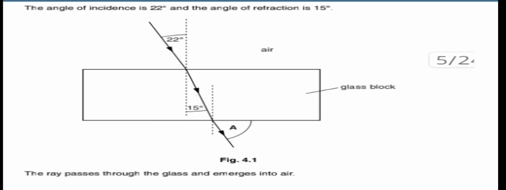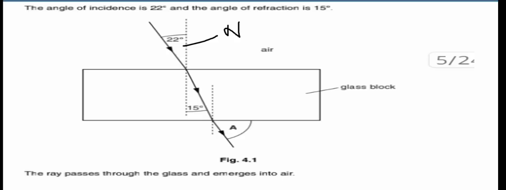Now one thing that you need to understand here is that when the ray is coming from a less dense medium, which is the air, going to the more dense medium, after passing through the normal, so this one is the normal ray, it is going to bend toward the normal. So as you can see here, this ray is bending toward the normal. Now when the ray is coming from the dense medium, which is the glass block here, going to the less dense medium, which is the air, it is going to bend away from the normal. So here it is bending away from the normal.